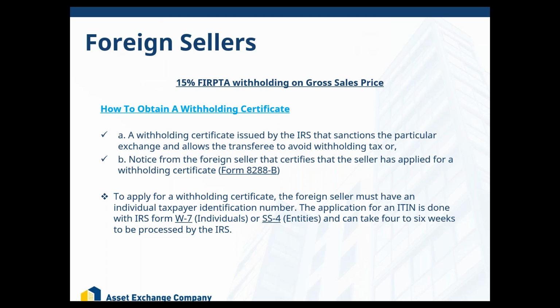Some of the other things that can affect FIRPTA, if the sales price is $300,000 or less, and the buyer is going to live in the property as their primary residence, there's no FIRPTA withholding. Now, if the sales price is $300,000 up to $1 million, and the buyer is going to live in it as their primary residence, there's only a 10% FIRPTA withholding. Now, if the sales price is $1 million or more, it doesn't matter what the buyer is going to do. If they're going to live in it as their primary or not, it's still the 15%. All right, so just keep that in mind as well.